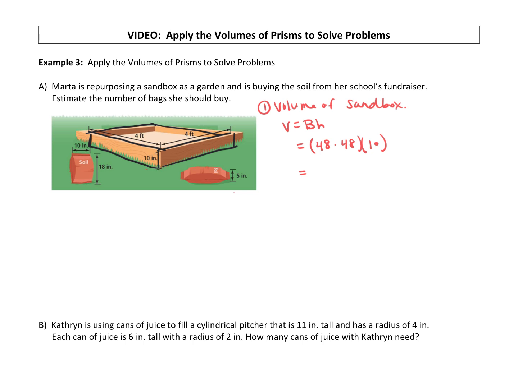So when we multiply that out, we're going to get 23,040 inches cubed. That's the volume of the sandbox. So that's how much soil she would need to buy to fill this. Well, let's figure out how much soil is contained in each of these bags. So these bags, they're not like a perfect rectangular shape or prism shape, but if we picture this as a prism, we are going to use the volume of a prism to find the volume of each bag of soil.